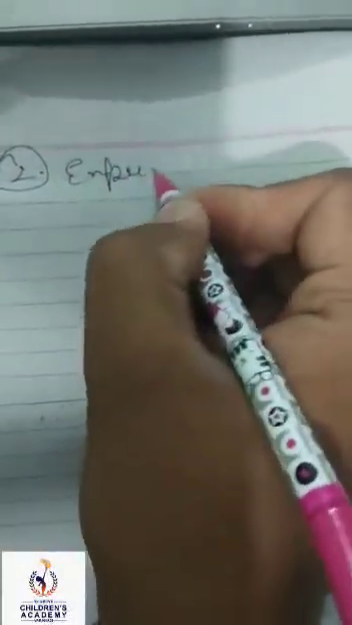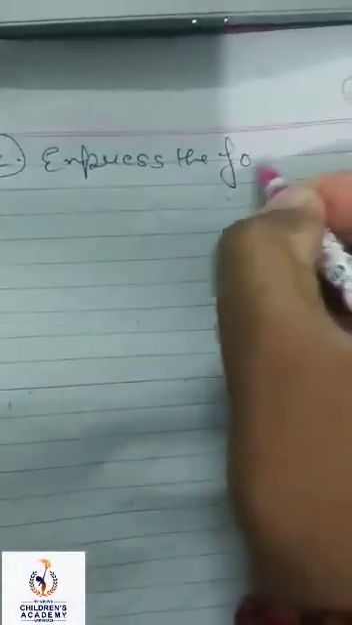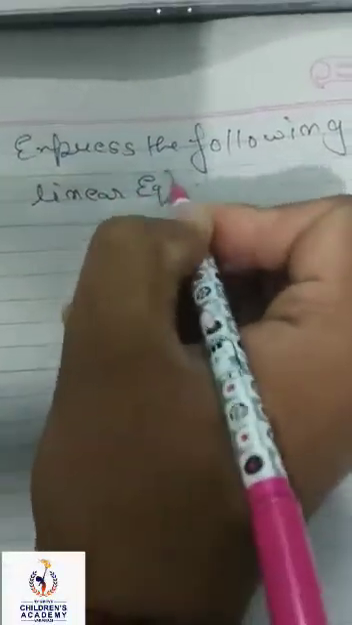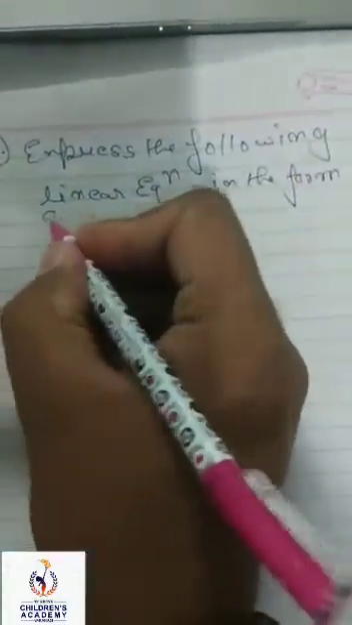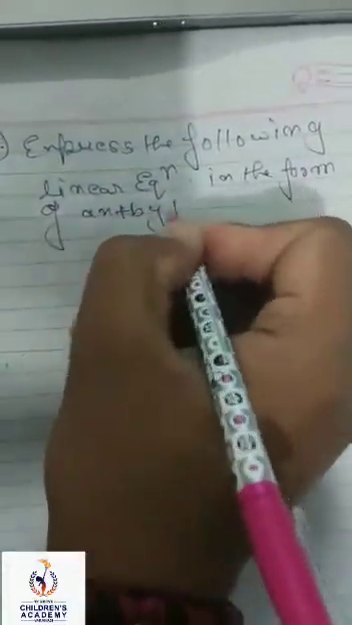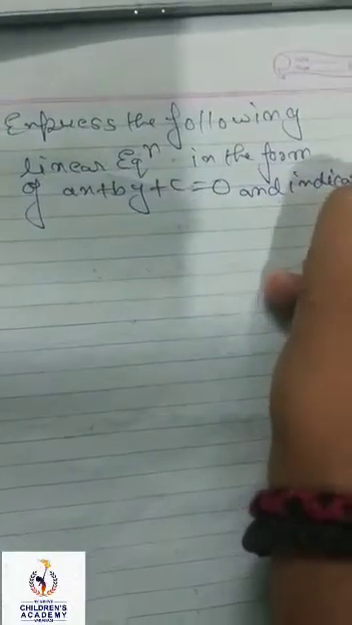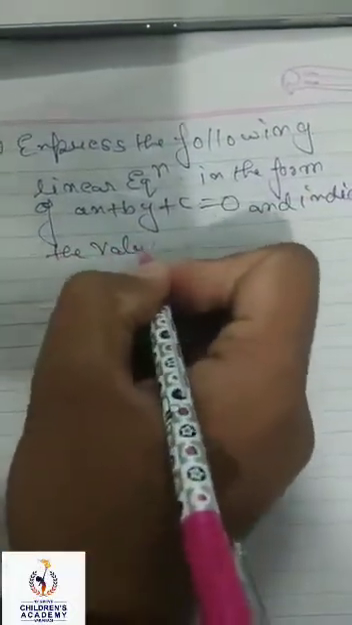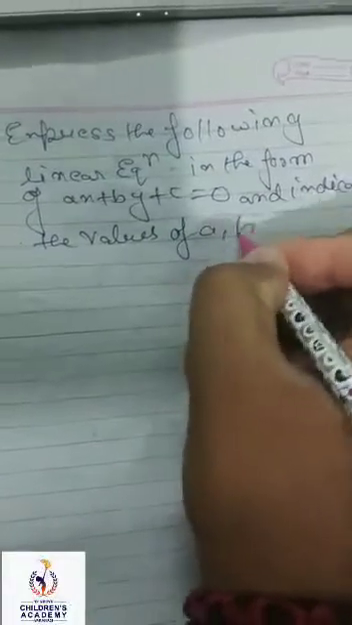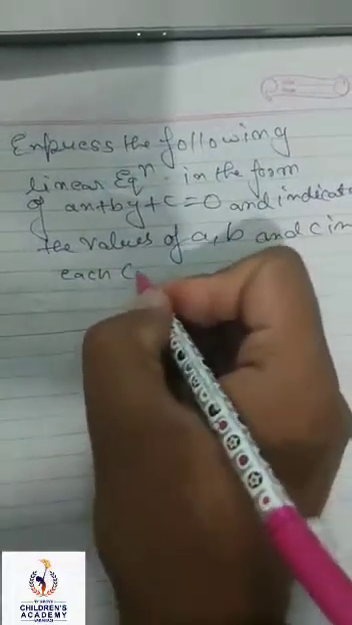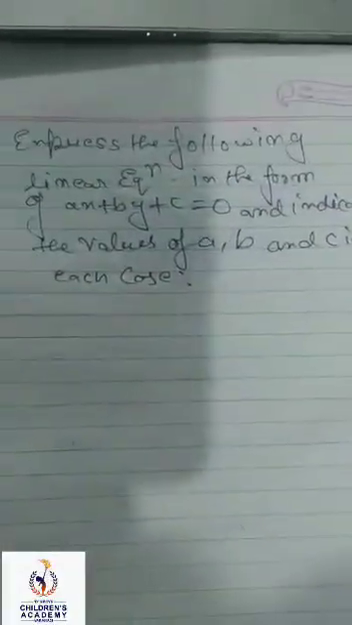Okay. Now question number 2. Express the following linear equations in the form ax plus by plus c is equal to 0 and indicate the values of a, b and c in each case. Okay, so let's see.